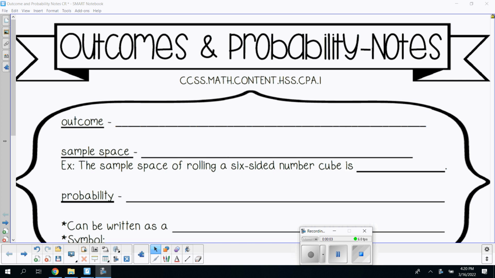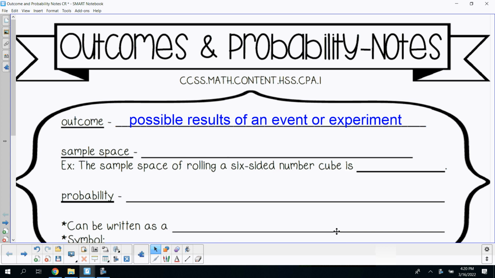Okay, geometry students, today we are going to talk about outcomes and probabilities. The definition of outcome is the possible results of an event or an experiment happening. A sample space is the set of all possible outcomes. For example, the sample space of rolling a six-sided number cube is 1, 2, 3, 4, 5, or 6.